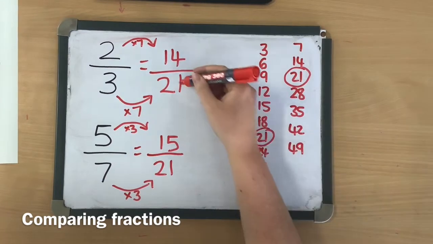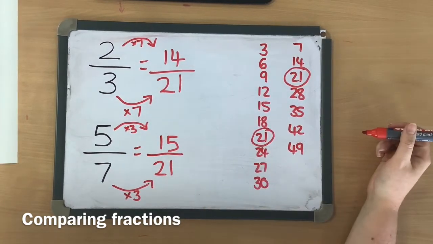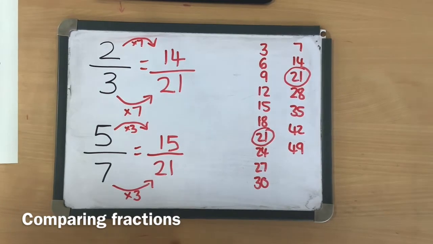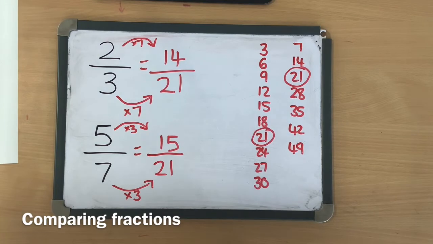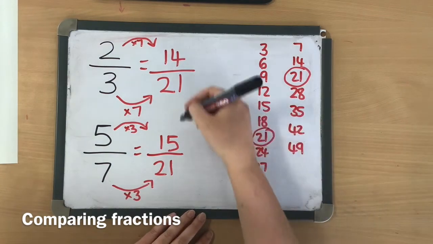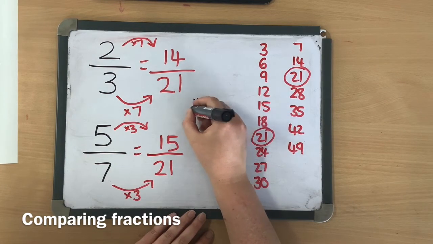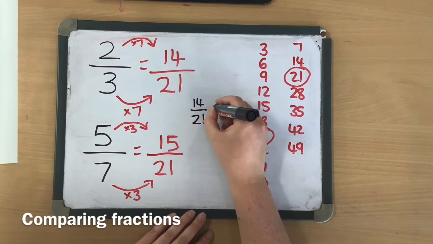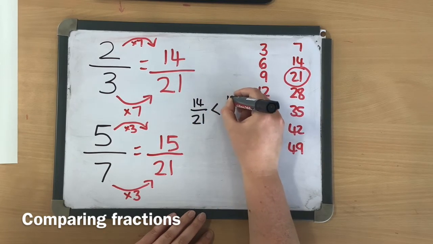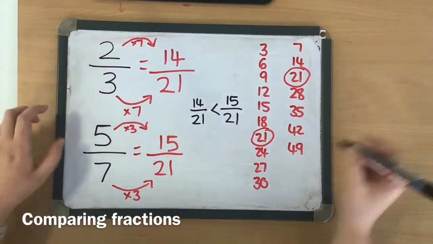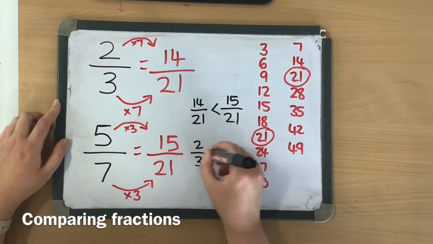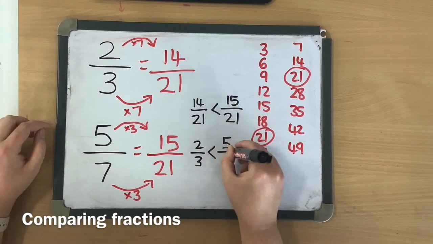Now that the denominators are the same, I can compare them easily. I've now got 14 over 21 and 15 over 21. So now I can compare which is bigger and which is smaller. I can say that 14 over 21 is smaller, or less than, 15 over 21. So I could also put that back into the original question: 2/3 is less than 5/7.